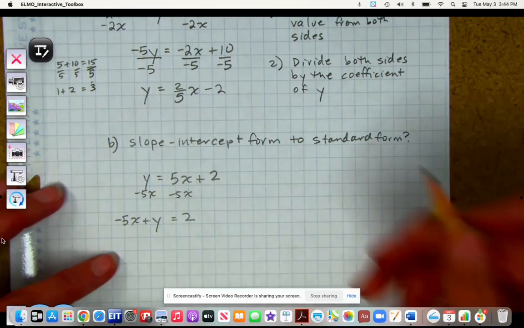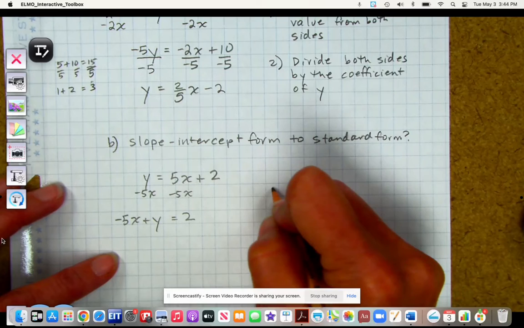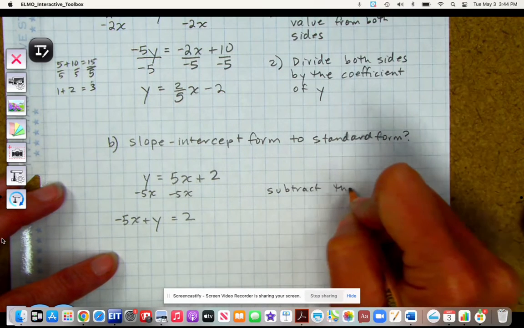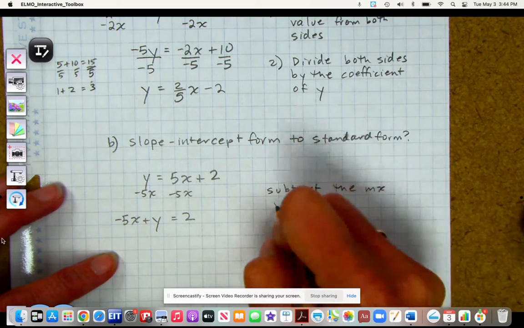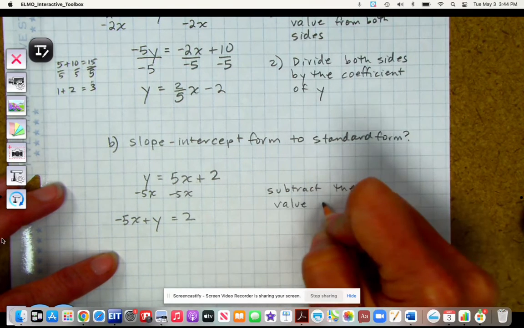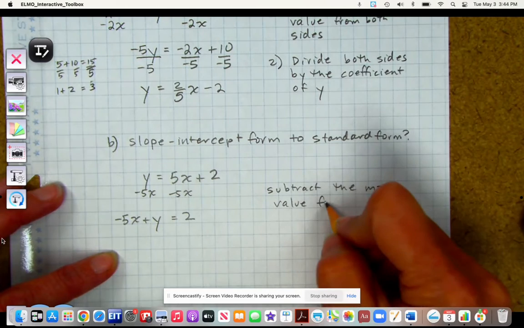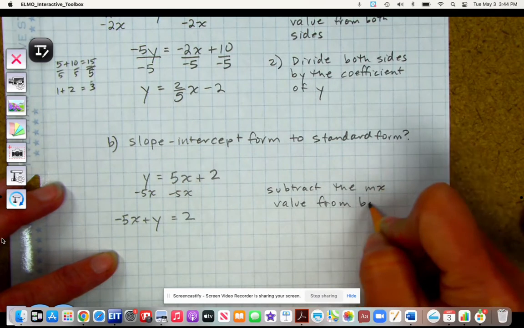Okay, so basically you can do this in one step. You just have to subtract the mx value from both sides.